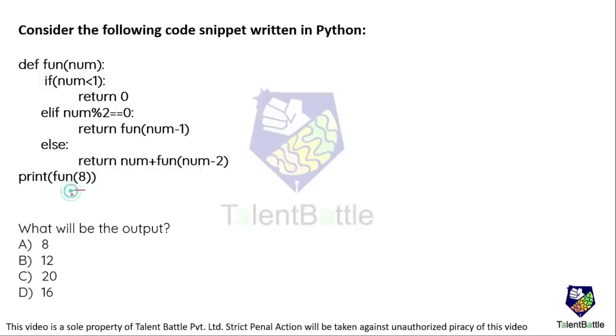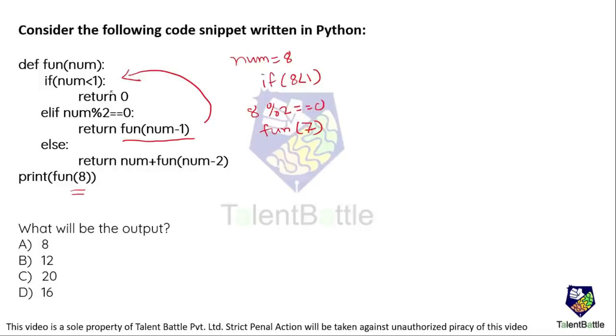Now if I start with 8, which is passed as a parameter to the function, at the starting my num value will be 8, then I will be checking the condition whether 8 is less than 1, so it is false, which means it will go into the else part. In the else part it is checking whether num modulo 2 equals 0. Now this is true, so I will go into this particular statement. The function call will have num, which is 8 right now, minus 1, so it will pass 7 and it will go back to the calling function.